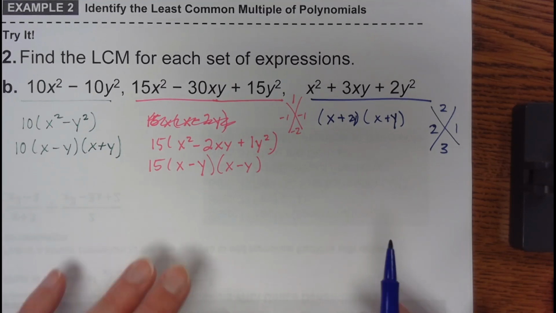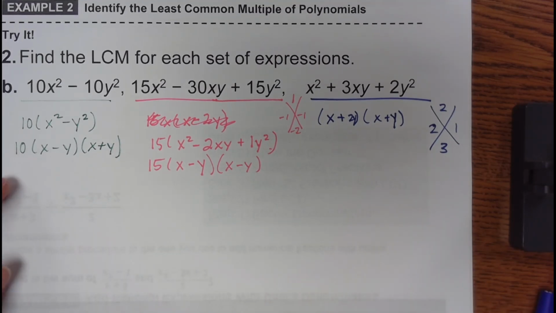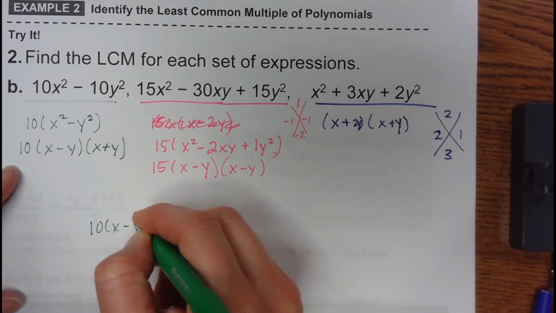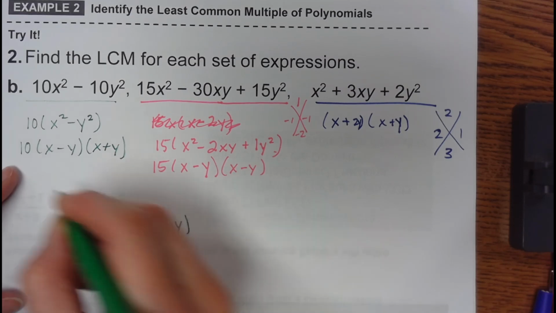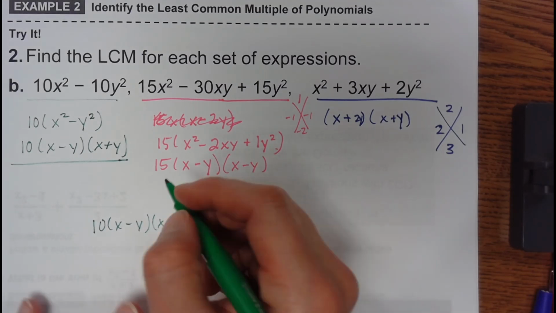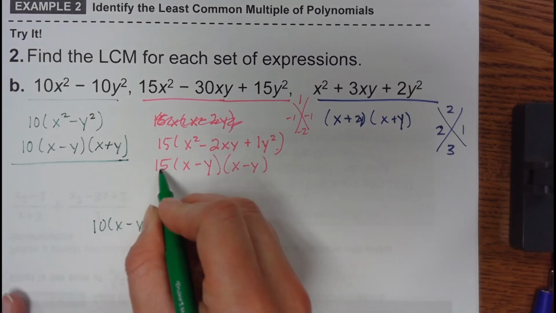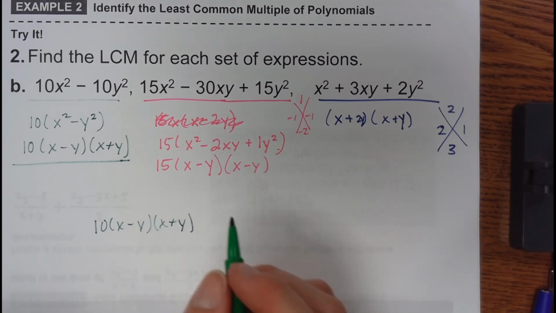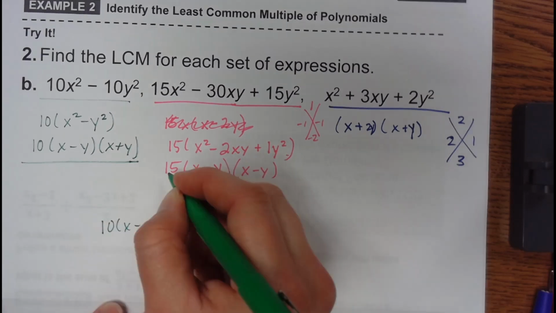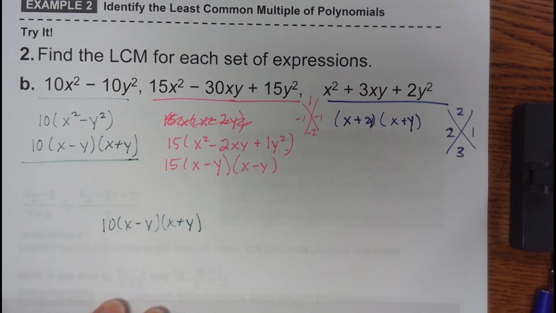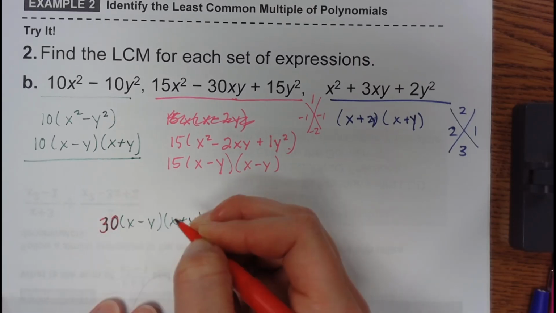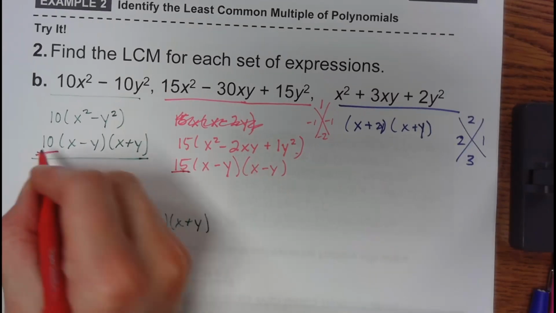Okay, so first off, it's got to be all of this, right? So I'm going to start with the green. We got 10, we got x minus y, we got x plus y. It's got to be everything. Now, what do we need to add? Well, the 15. So this 10 and this 15, we have to find a common number that both go into. So it's no longer 10, actually, but what does both 10 and 15 go into? And that would be 30. So that is how we incorporate the 15 and the 10.